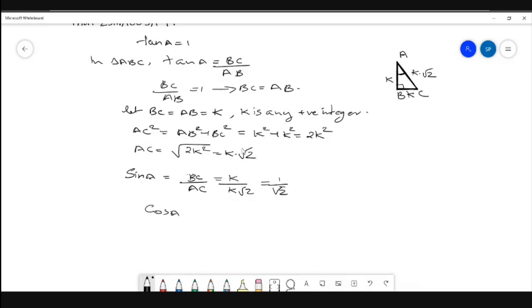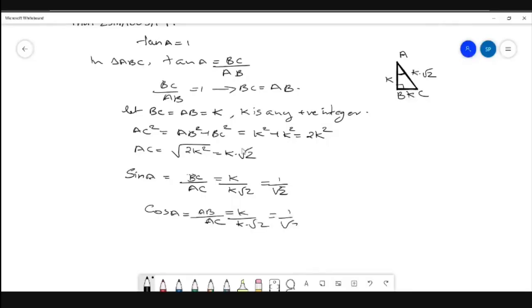Then cos A. Cos A equal to, with respect to A, adjacent side is AB, so it is AB divided by hypotenuse. So again K by K root 2, that is again 1 by root 2. Now 2 sin A cos A is 2 into 1 by root 2 into 1 by root 2. Root 2 into root 2 is 2, so 2 by 2 that is equal to 1. So we verified that 2 sin A cos A equal to 1.